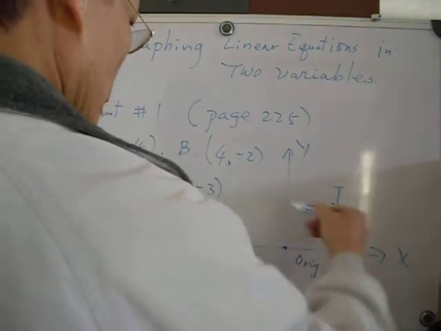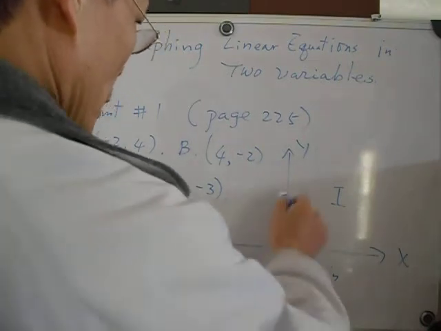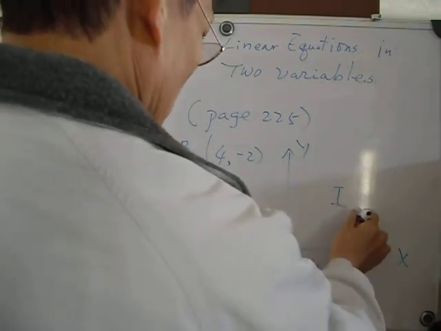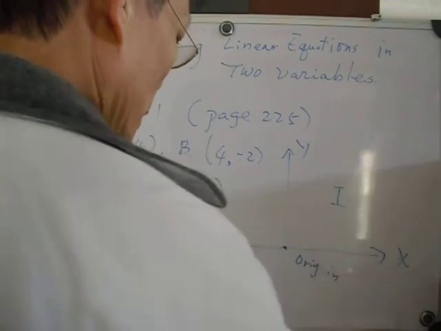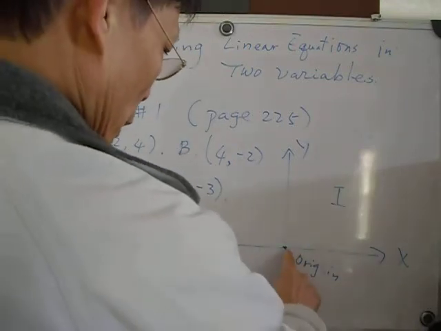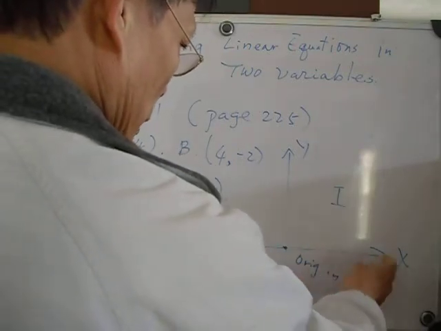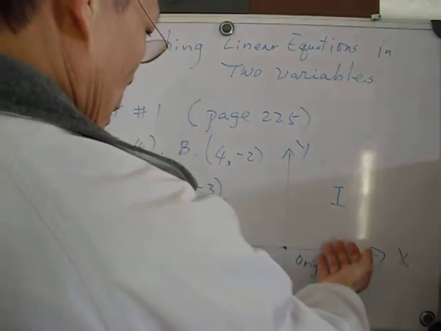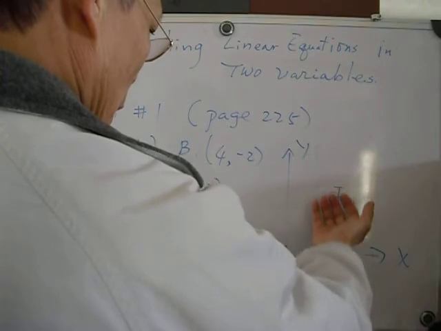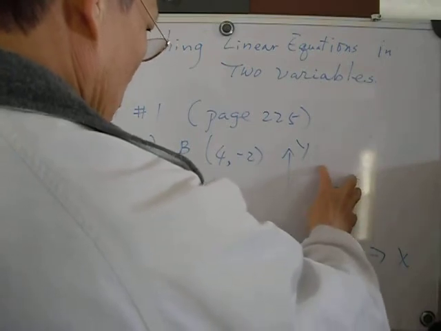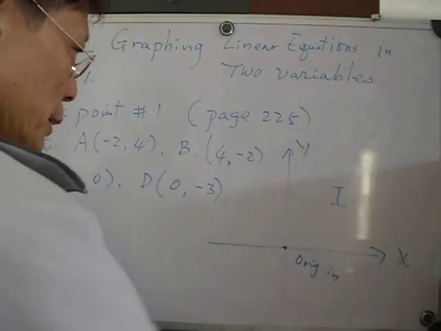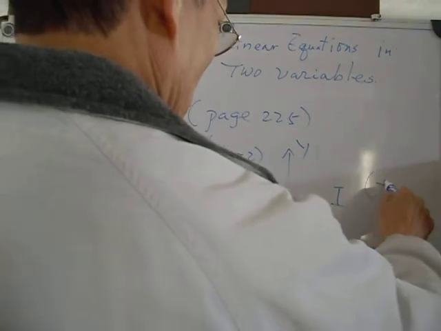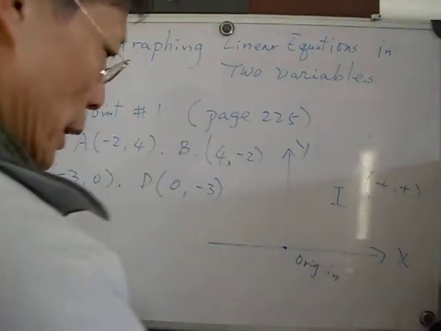This one we call the first quadrant. You can see all the x and y values here are positive. From the origin to the right, the x component is positive. Above this line, all the y coordinates will be positive. So both x and y are positive.